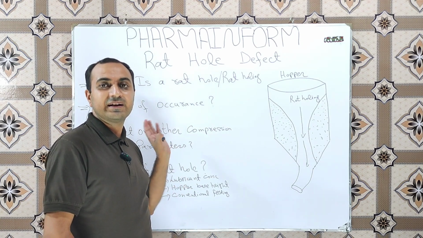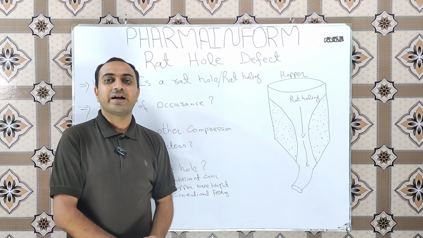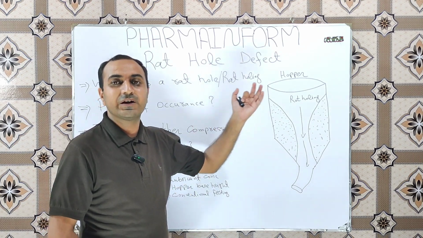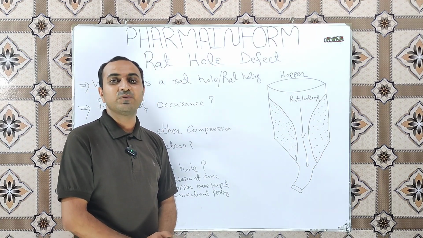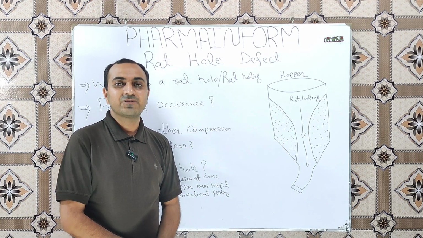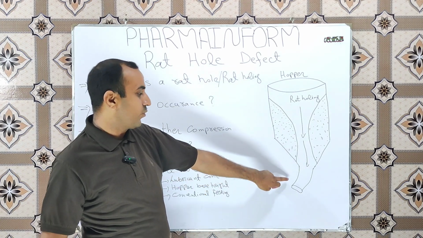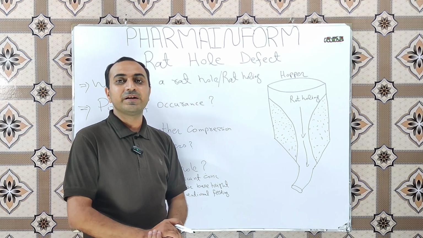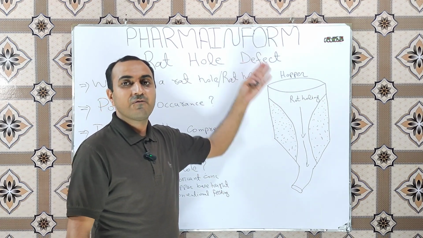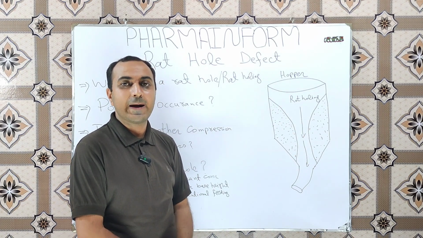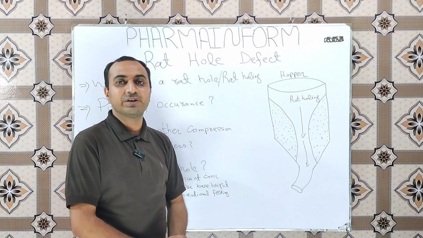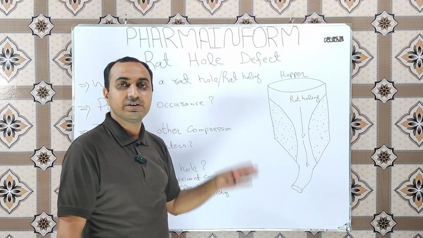If our formulation contains less concentration of the glidant, rat holing defect will occur. And the next reason is the low concentration of the lubricants. If the amount of lubricant in the formulation is low, the rat holing defect will also occur. Next one is the improper adjustment of the hopper base. We are familiar that the hopper base height adjustment has direct impact on the flow of powders or granules from the hopper. If we have improperly adjusted the base of the hopper, it will result in the rat holing defect.